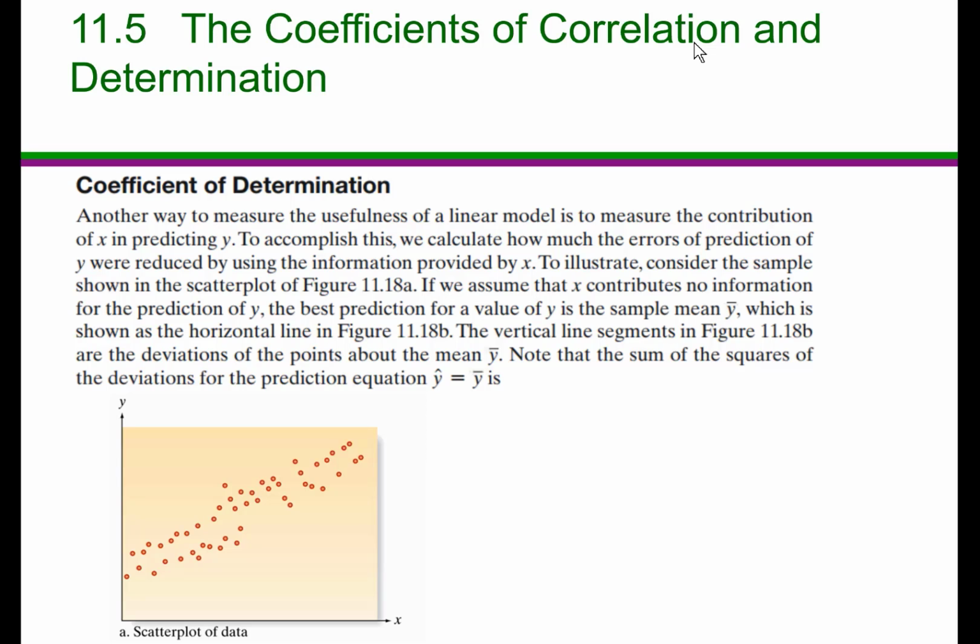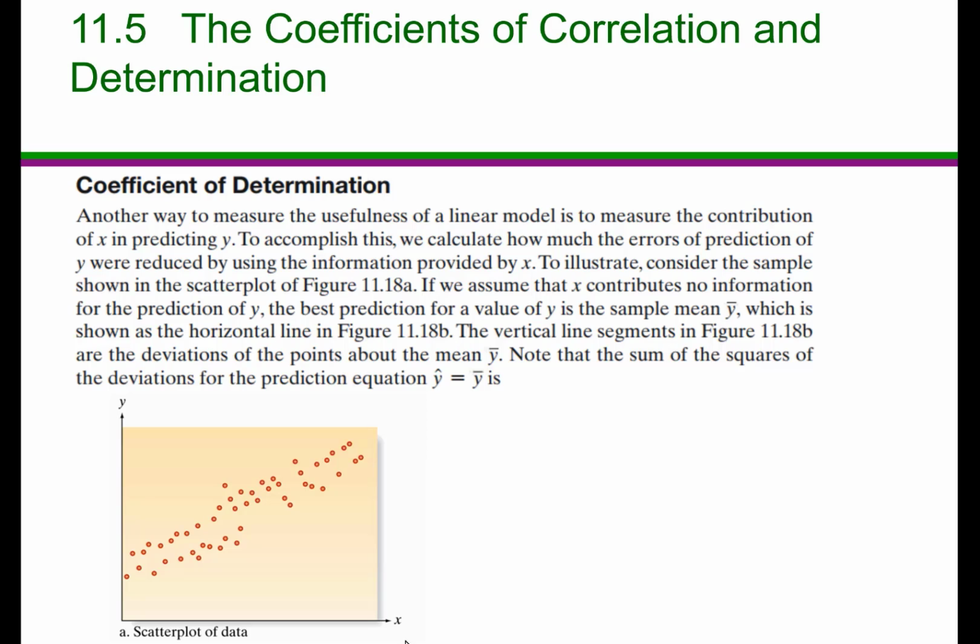The coefficient of correlation and the coefficient of determination are two important concepts in this chapter. If the coefficient of correlation between x and y is close to +1 or -1, it indicates that we can use x to predict y. However, the coefficient of determination goes further. The coefficient of determination measures the contribution of x in predicting y.